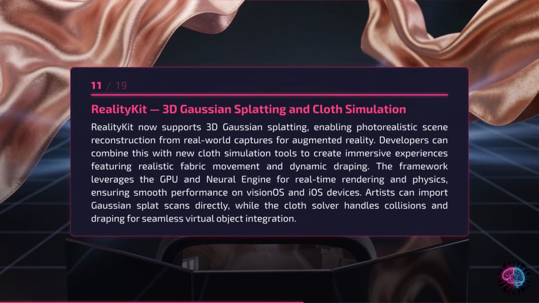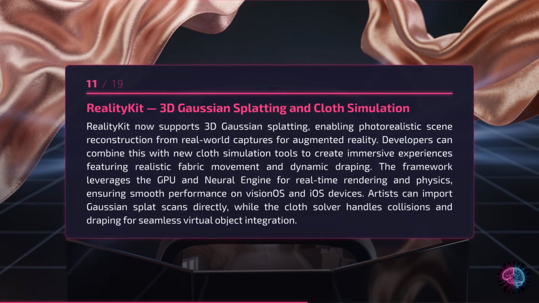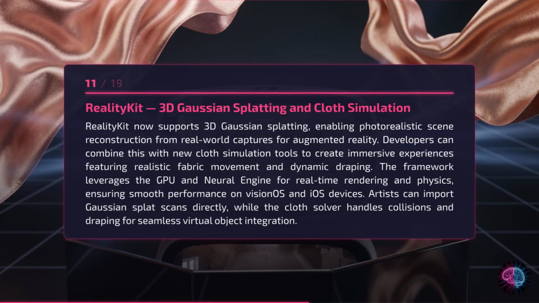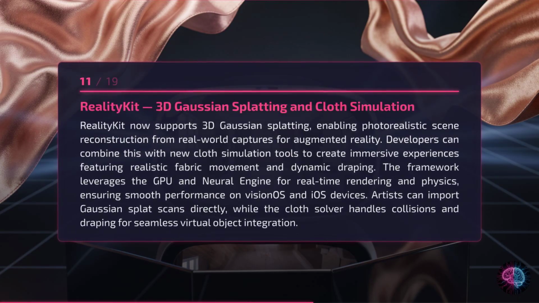RealityKit now supports 3D Gaussian splatting, enabling photorealistic scene reconstruction from real-world captures for augmented reality. Developers can combine this with new cloth simulation tools to create immersive experiences featuring realistic fabric movement and dynamic draping.